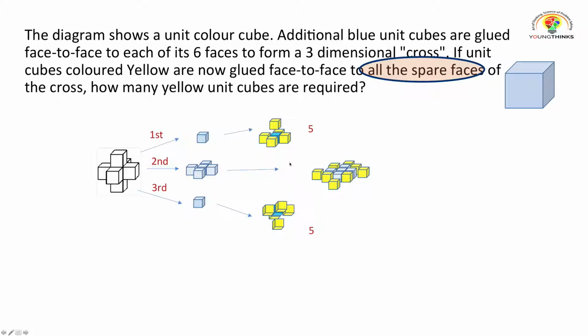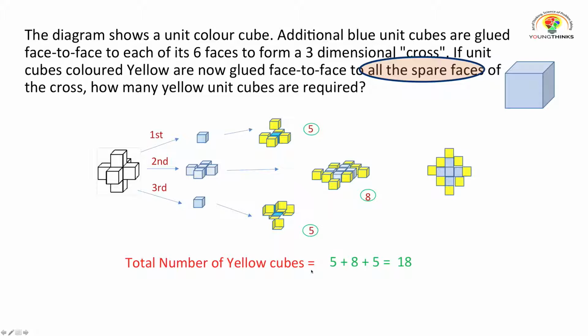So in all, if you look at the central layer, if you visualize it from a different perspective, from a different angle, it will look like this: 4 and a 4. So in all, you have got 8. Now, with this, we have covered all the exposed surface of this cube or the three-dimensional figure with the yellow identical cubes. So the total number of yellow cubes will be the sum of 5, 8, and 5, all the 3 layers individually, which is 18.